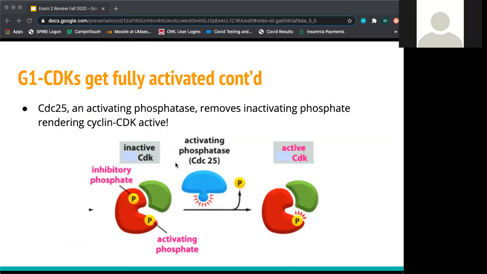So once CDC25, which is an activating phosphatase, removes the inactivating phosphate, then the cyclin CDK will be active. So that inhibitory phosphate will be taken off by CDC25, and then what you have left is just the activating phosphate, which would render CDK active.